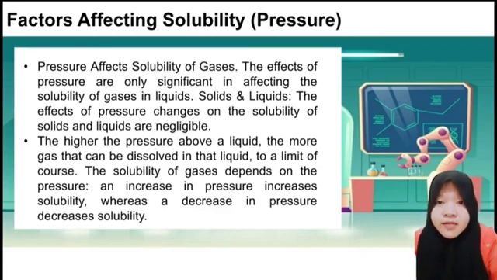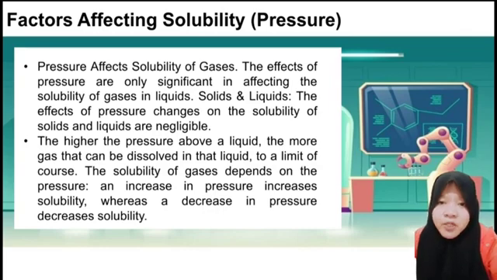So pressure affects the solubility of gases. The effects of pressure are only significant in affecting the solubility of gases. For solids and liquids, the effects of pressure changes on the solubility of solids and liquids are negligible.